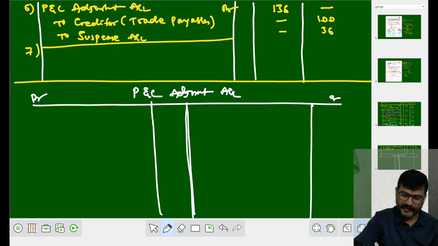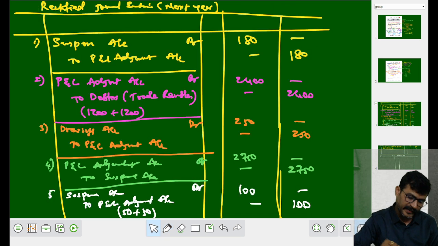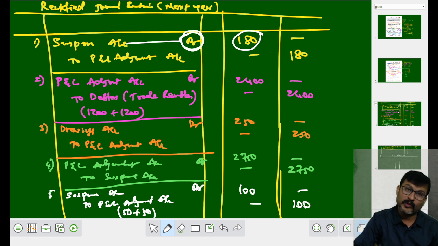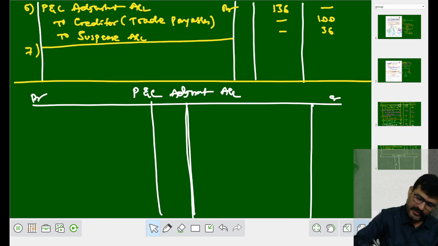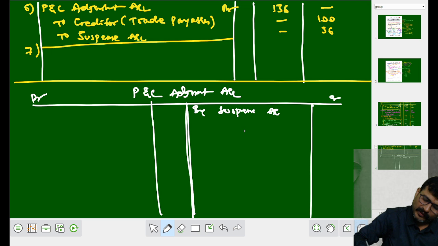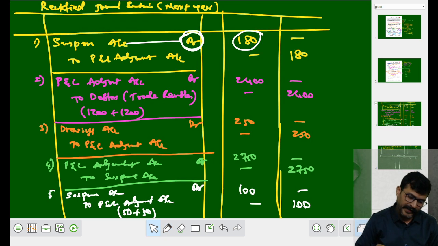Observe from the first entry. In the first entry, suspense account debit to P&L adjustment. Suspense account is in the debit place of journal, so it goes to where? Credit place of the ledger, that is by suspense account as rupees 180. है ना? P&L adjustment to debtor, meaning trade receivable.